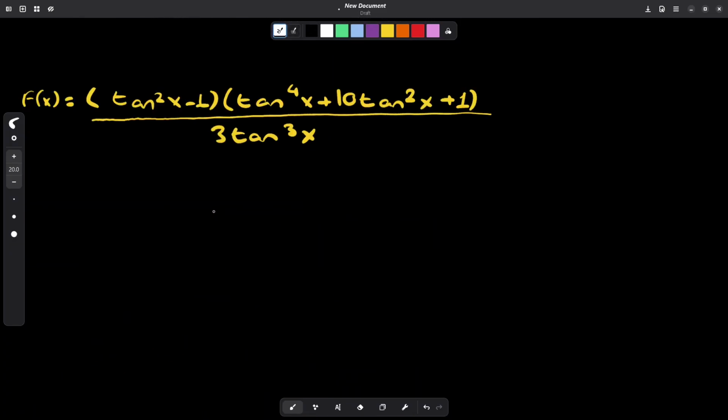Another example. Oh, okay. I did not solve these before the video. I just got these problems from the textbook, but now I'm kind of regretting this.